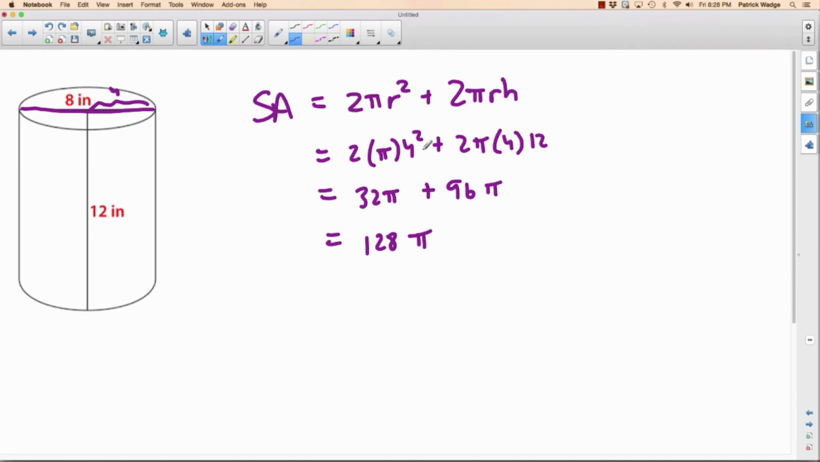If you want it to match the workbook, then you're going to multiply it by 3.14, or again, use the pi button, and you'll get 402.1 inches squared. All right, great. Let's go on to this last one.